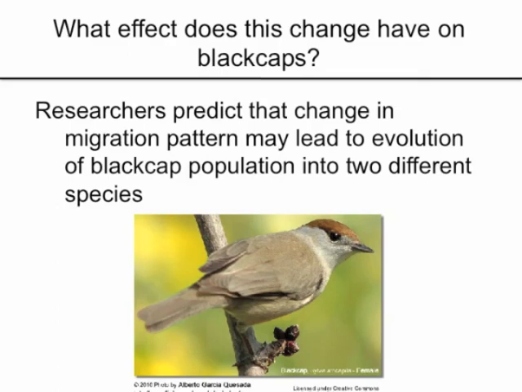So, what effect has this had on the blackcaps? Having these two populations in separate areas during the winter has led researchers to predict that changes in these migration patterns may lead to eventual evolution of the blackcap population into two separate species. Before we talk about the evidence and maybe what has happened to the blackcaps as they've been separated during their winter stopovers, I want to talk a little bit about how speciation occurs.